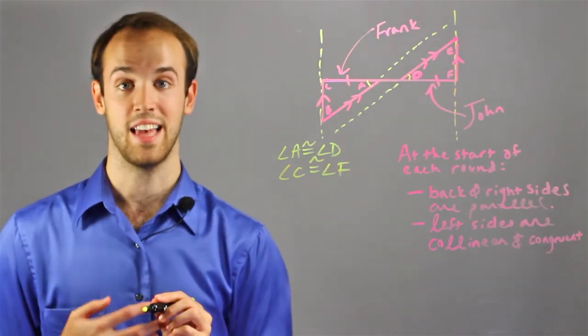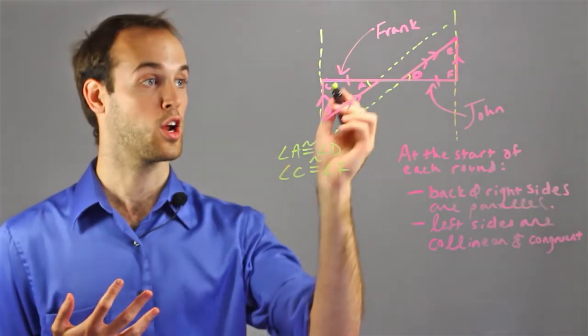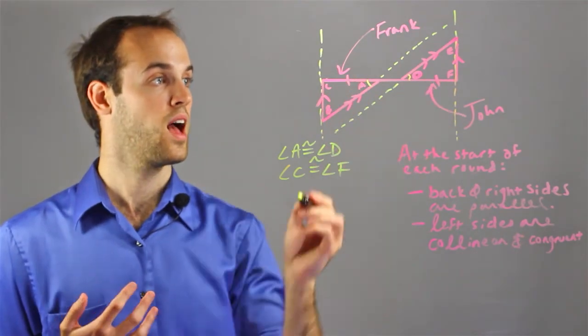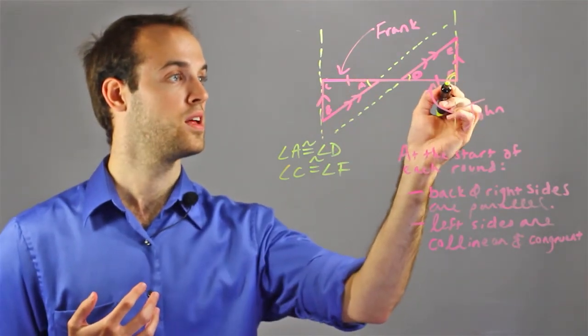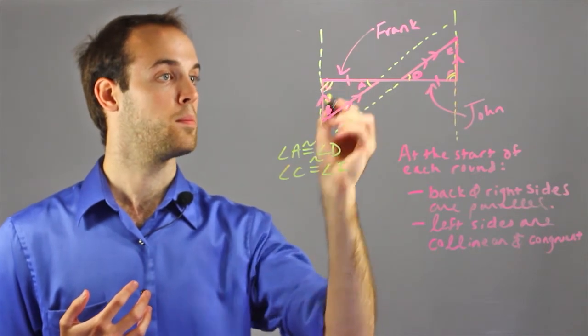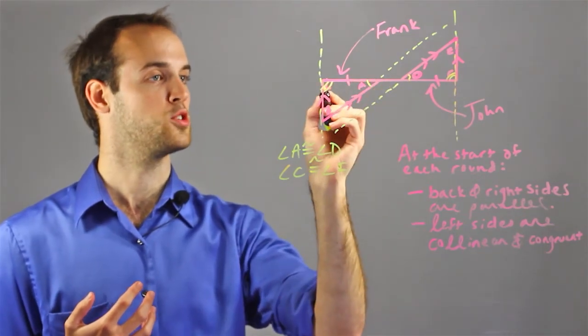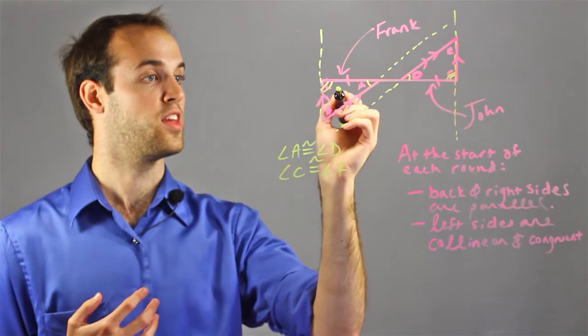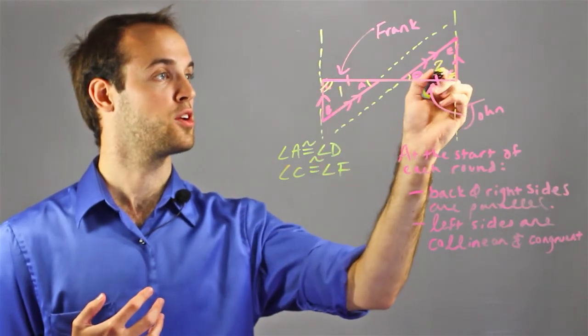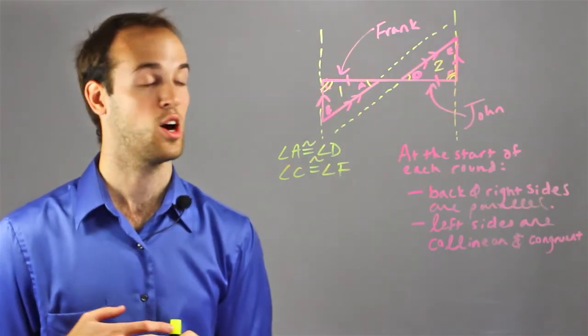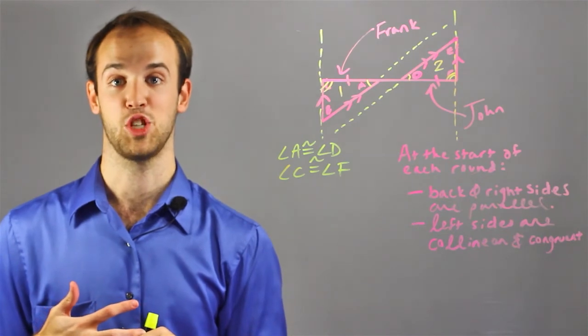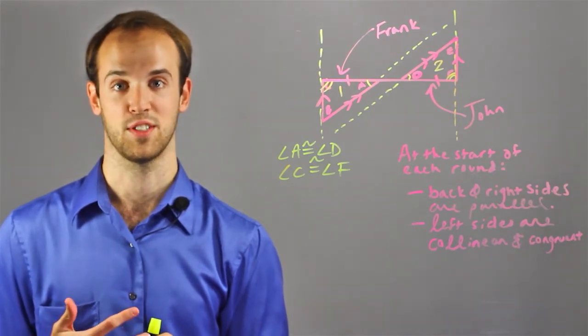And since I was already given that the left sides of the ship are congruent, I now have, by angle side angle, that triangle 1 must be congruent to triangle 2. So John's claim that his ship is smaller than Frank's is false.